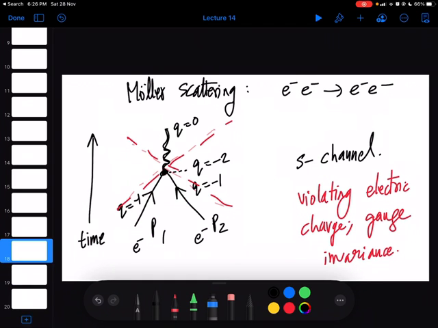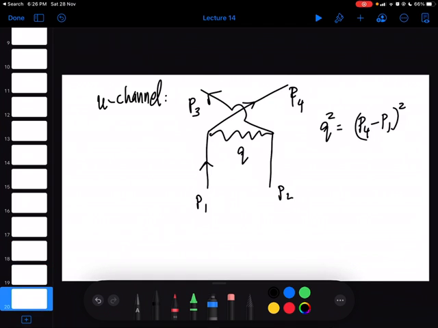This is easier because it is a 2 to 2 process, e minus e minus going to e minus e minus, which is nice. But this is an extremely useful trick to use directly with the Feynman rules and Feynman diagrams.